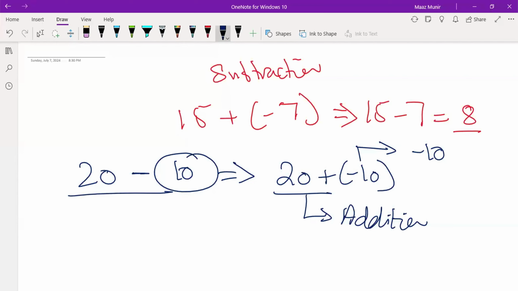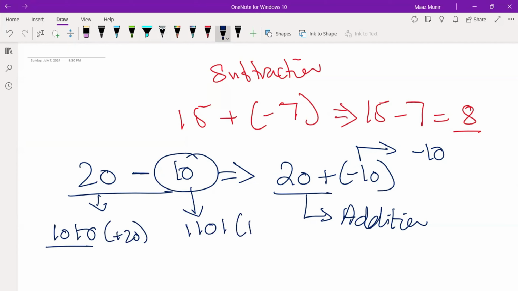So what's the purpose behind this? Let's talk in 4 digits, just to simplify it. 1010 is the positive form of 20, let's say. And then we have 1101, which represents the positive form of 10. If we want to subtract the two, we could convert this into a form where we add the two binary values in the same way, using the same rules. The only difference is that we convert the positive 10 into negative 10.